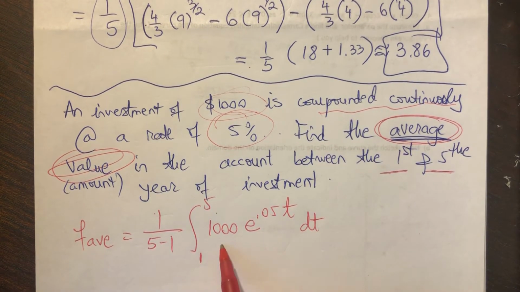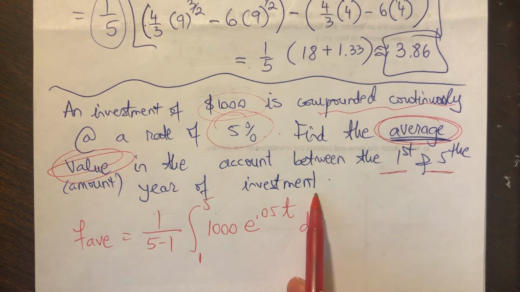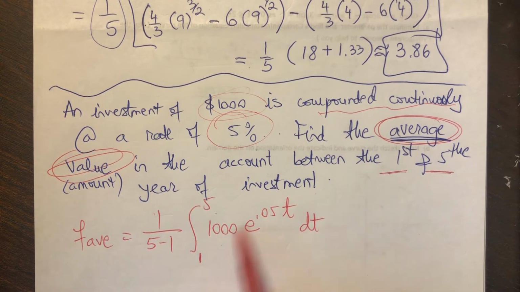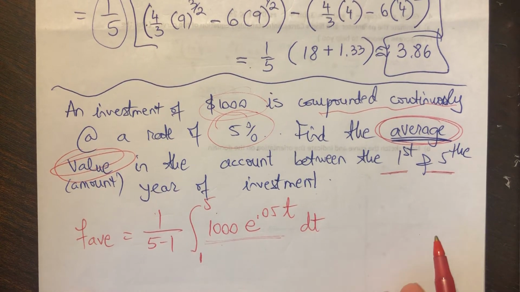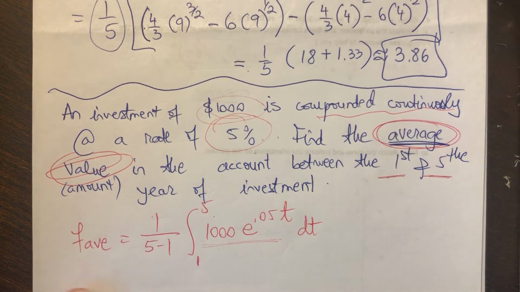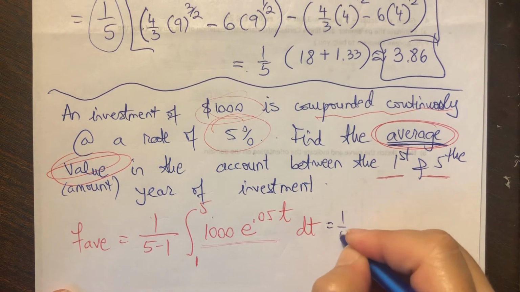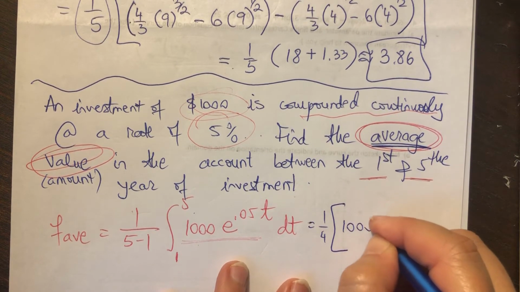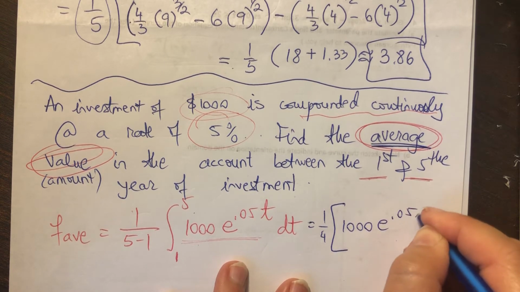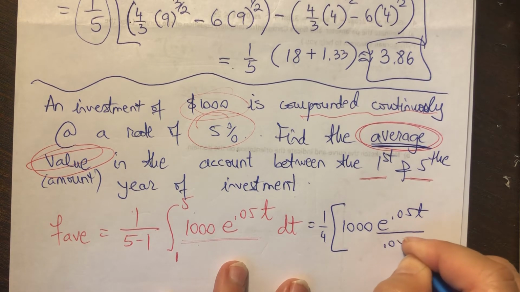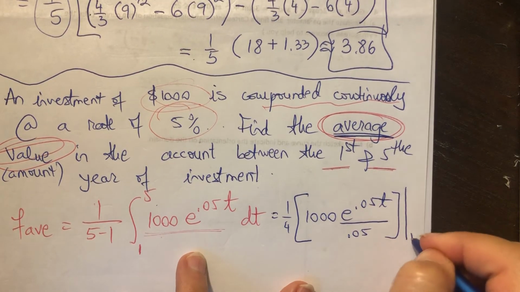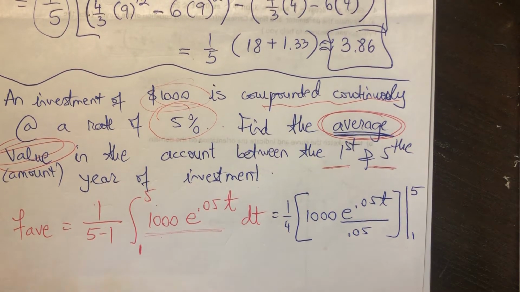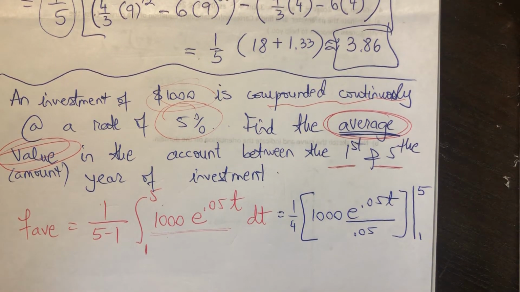So after 1 year, you might have 1,000 a little bit. After 5 years, you might have 1,000 a little bit more. What I want to do is find the average value between year 1 and year 5, right? But that's the value in the account simply from our PERT formula. Okay, so that's going to be a quarter. I'm just going to take the antiderivative of this, which I'll keep the 1,000, e to the 0.05 t divided by 0.05, and evaluate it between 1 and 5. So taking the 1,000 and dividing it by 0.05 gives you 20,000, by the way.